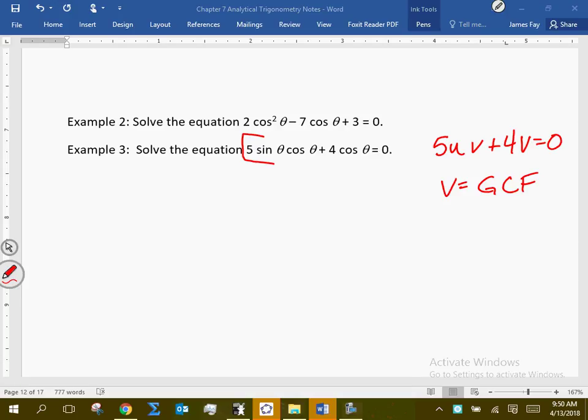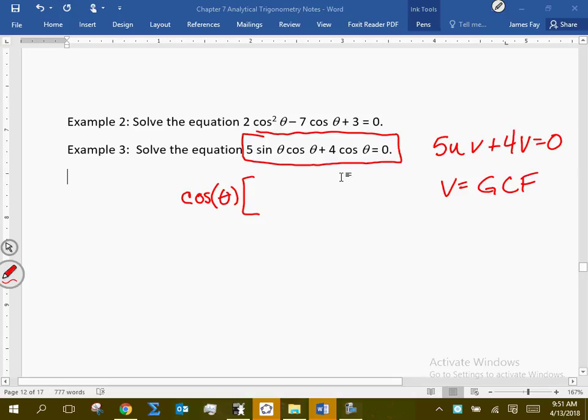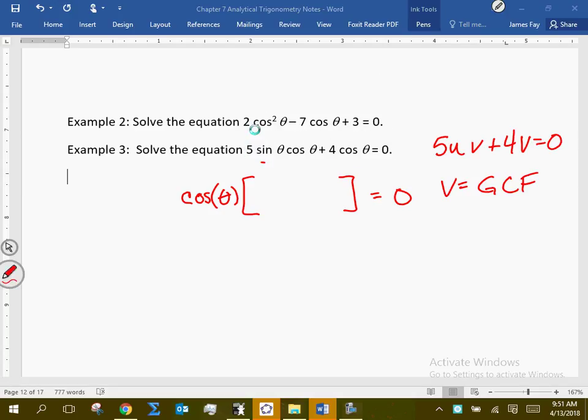Well, let's look at this. What's in common in that first product and this second term? Cosine. Factor your cosine theta out. If I factor a cosine out of this, and remember, factoring is just division, if I divide this by cosine theta, don't they cancel and leave you with just 5 sine? Divide this here by cosine theta, and it leaves you with just 4.